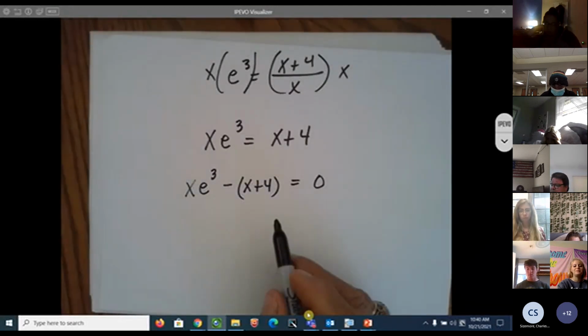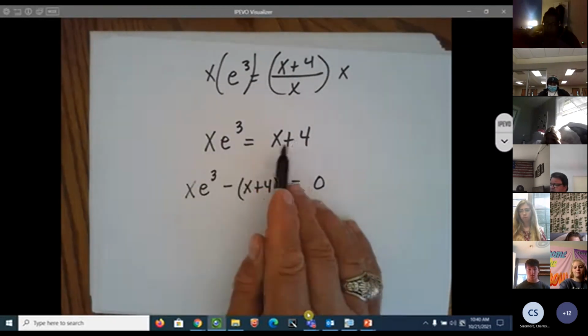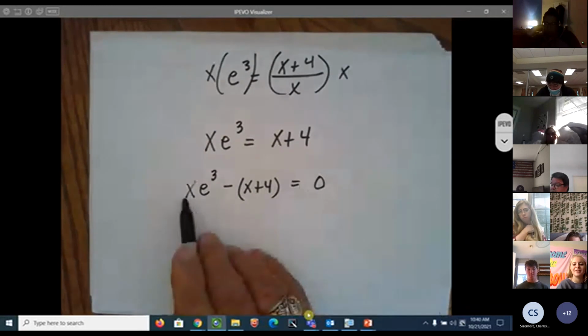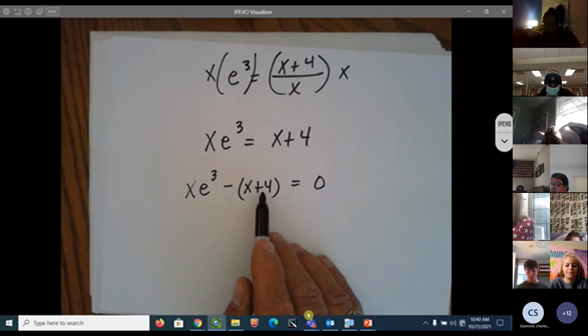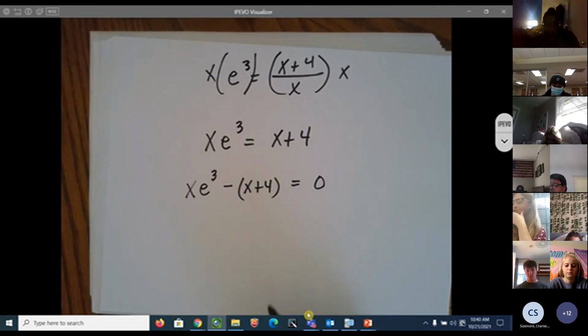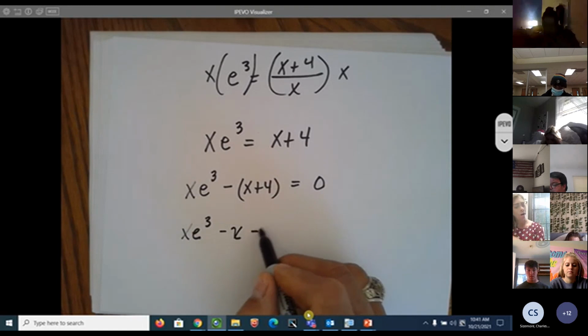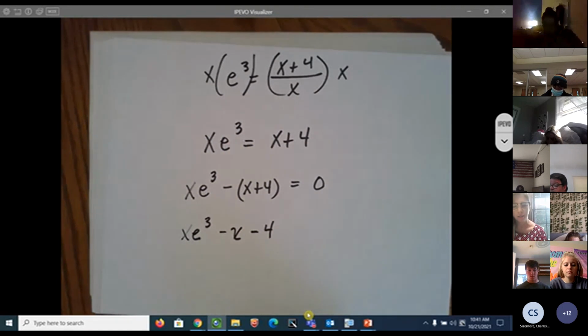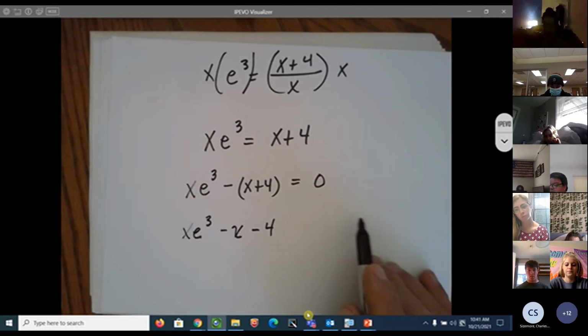I don't think that's the easiest way to do it. You could actually take the x up here. Trying to think of an easier way to do this. That's going to be x e to the 3rd minus x minus 4. Yuck. You've got to get all the x's on one side so you can get them out. So let's see what happens. x e to the 3 minus x minus 4. I don't like that because that binds the e to the 3rd. That e to the 3rd come over here.